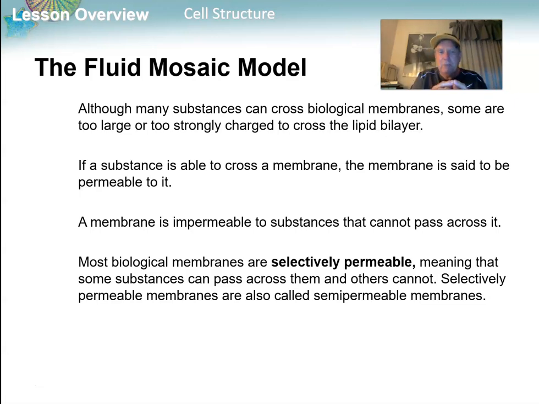If a substance is able to get across a membrane, that membrane is said to be permeable. It lets it in. A membrane is impermeable to substances that cannot pass through it. Most biological membranes are selectively permeable. What does that mean? That means some substances can pass across them, and others cannot. Selectively permeable membranes are also called semi-permeable membranes.